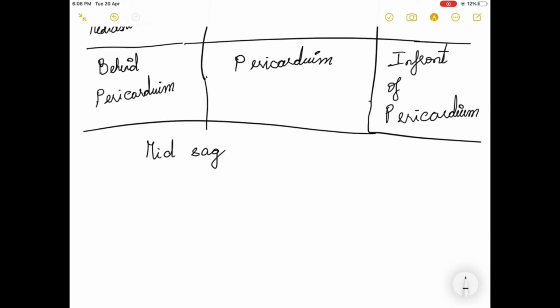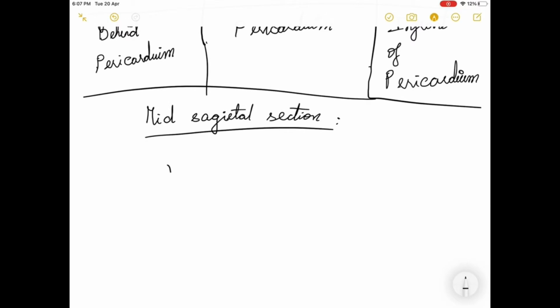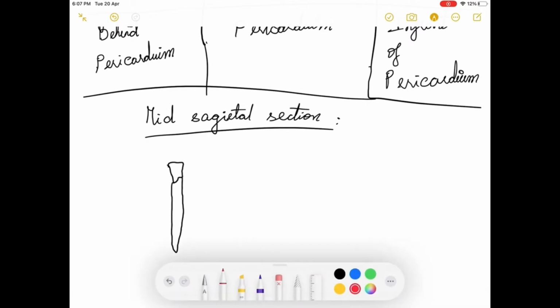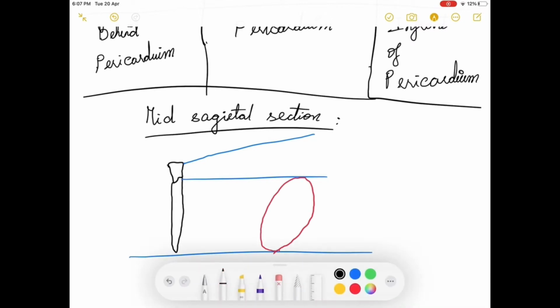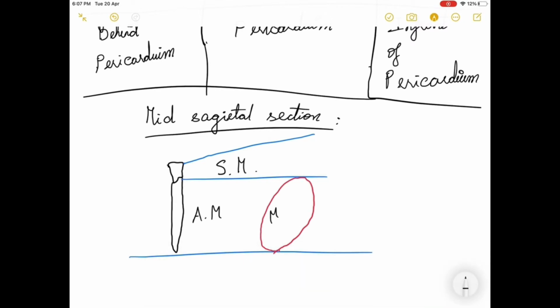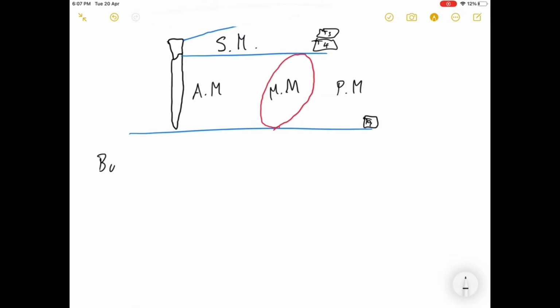pericardium. And now if we see in a diagram to make it clear, the mid-sagittal section, draw the sternum with the manubrium sterni and you have to draw a line at the level of the sternal angle dividing into superior and inferior, and then three inferior parts now.